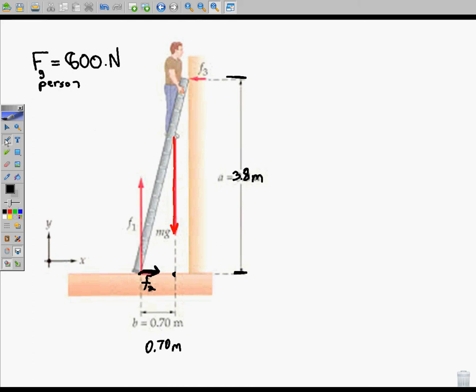Now, what we're going to try to figure out is the minimal coefficient of friction, the minimal texture number that will prevent that ladder from sliding out. So, what is the minimum mu sub s needed?